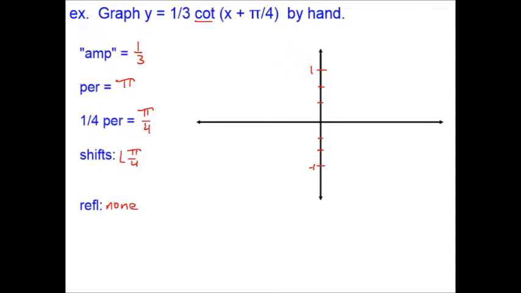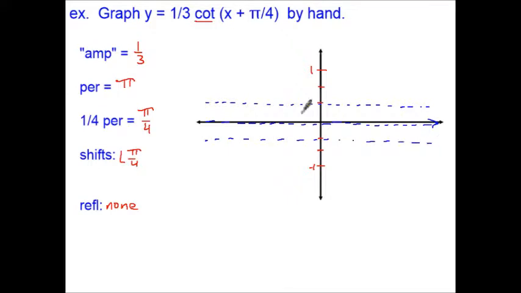Okay, I'm going to change colors to help highlight this, but my center line, since there's no vertical shift, is still going to be right along the x-axis. Alright, and then again, if I'm going up and down 1/3 for my quote-unquote amplitude, that puts me at the first tick mark up and my first tick mark down.